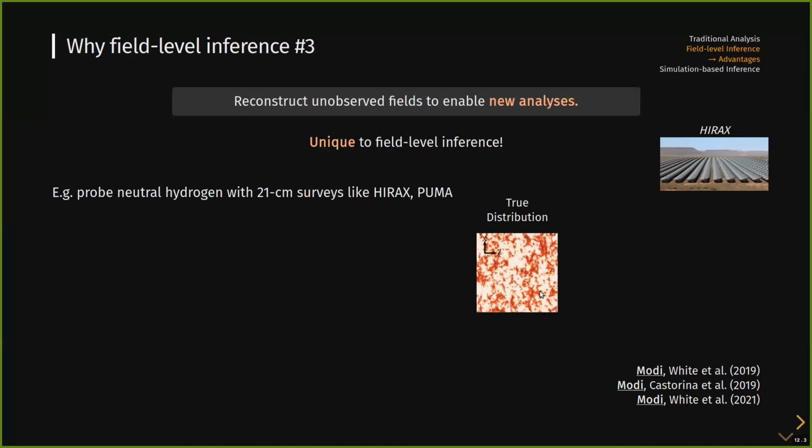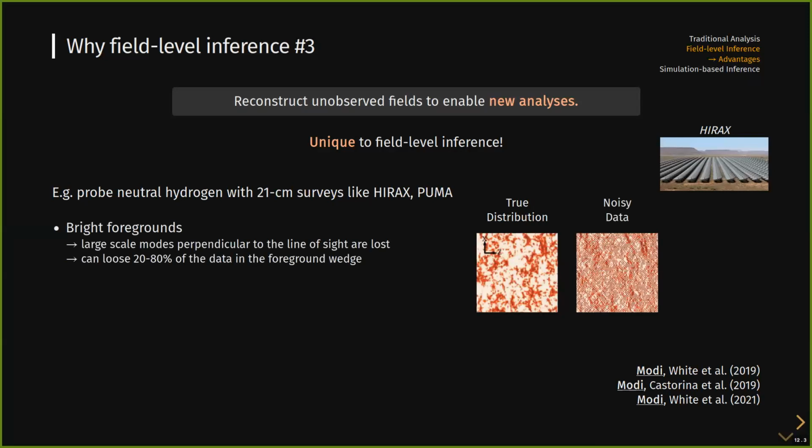This is what the true distribution of 21 centimeter neutral hydrogen looks like in the universe, say. The problem with these surveys is that they have really bright foregrounds. And to clean those foregrounds, you essentially lose all the large scale modes perpendicular to the line of sight and in a foreground wedge. And this is what your noisy corrupted data looks like. In fact, depending on what redshift of observations you are looking at, you can lose up to 20 to 80% of your data in this case. And so that severely limits the science that you can do with this in some settings.